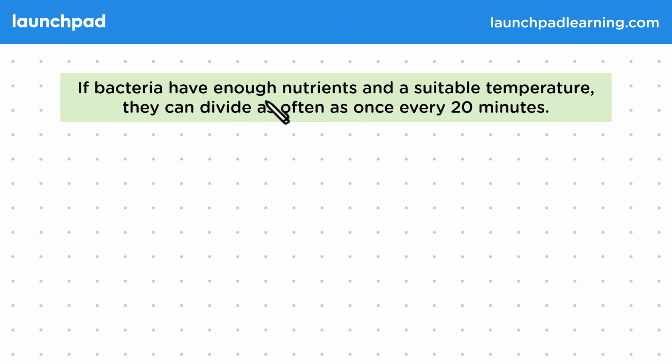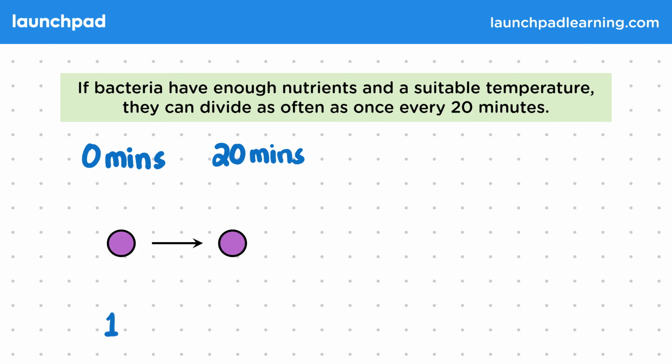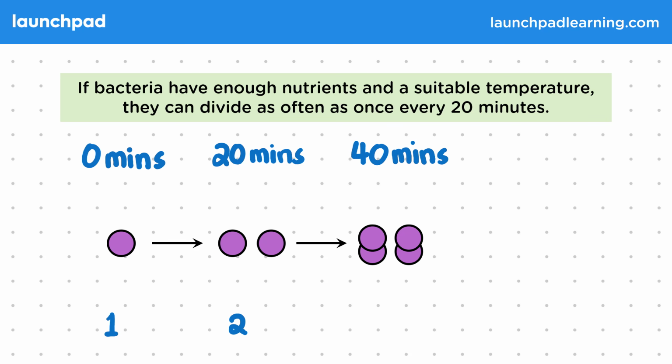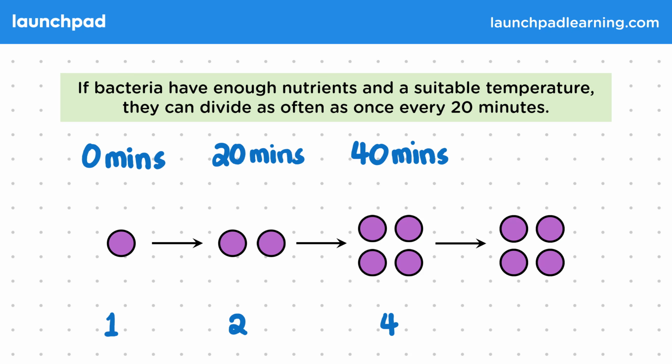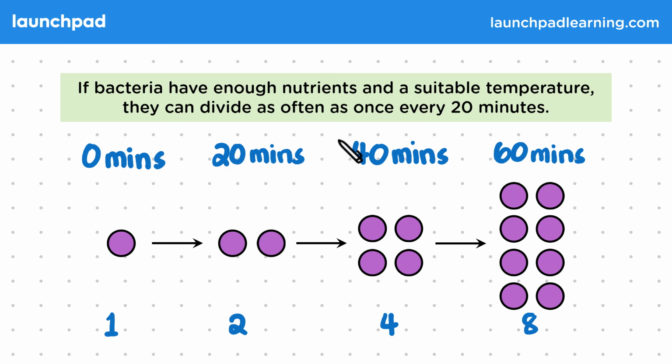If bacteria have enough nutrients and a suitable temperature, they can divide as often as once every 20 minutes. So here's our initial bacterium at 0 minutes. We've got just one. Now after 20 minutes, this one bacterium has divided into 2 bacteria. After 40 minutes, these 2 bacteria have divided again into 4 bacteria. And after another 20 minutes, these 4 bacteria have divided to produce 8 bacteria. So in the space of just 60 minutes, our bacterium has divided to produce 8 individual bacteria.